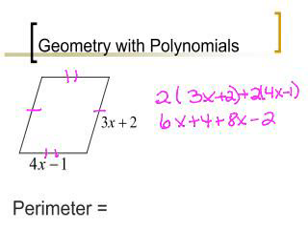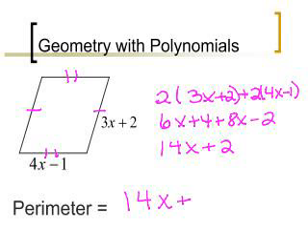So now we will combine like terms. So we have 2x terms and 2 constants. So 6 plus 8 is 14, so we'll have 14x plus 2. And that is what our perimeter is equal to as a monomial. So our perimeter is 14x plus 2.